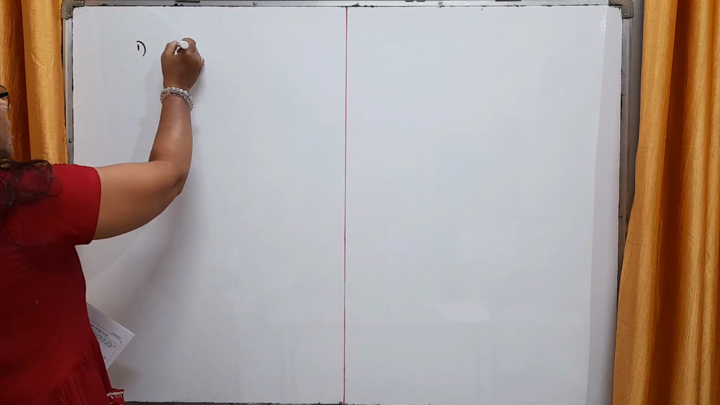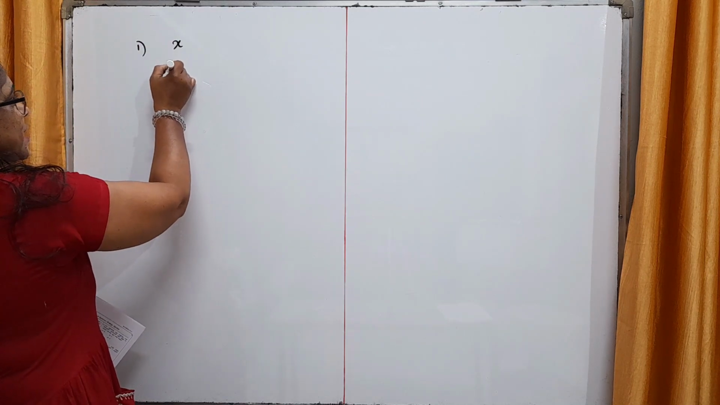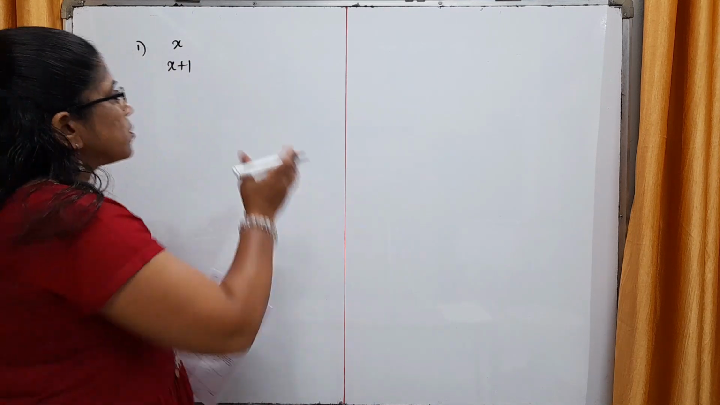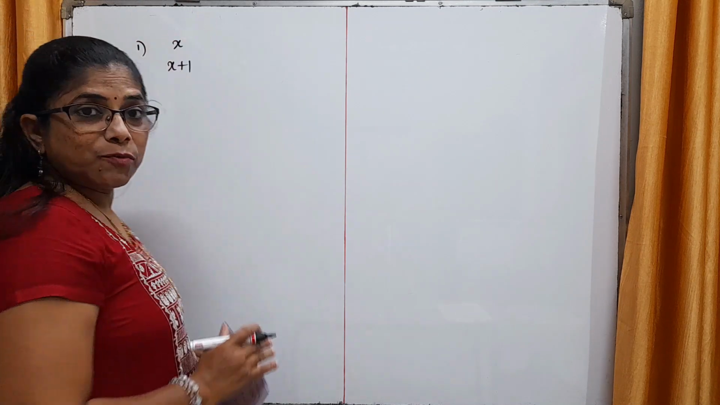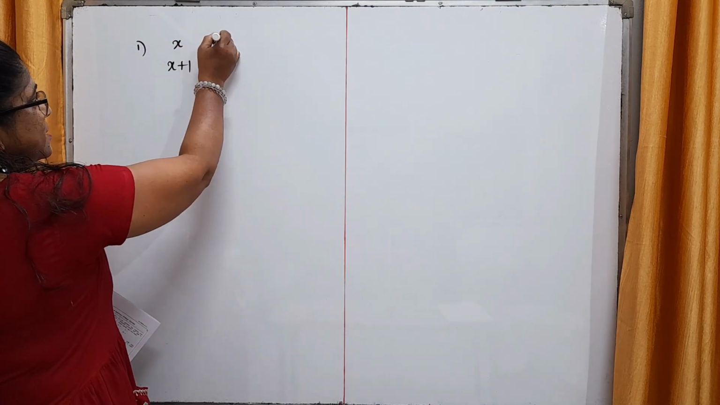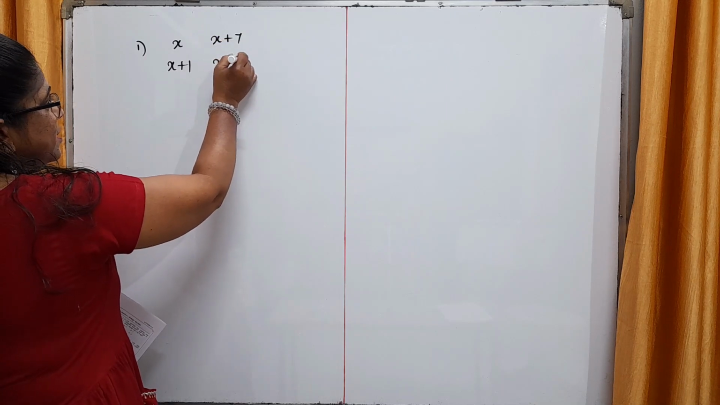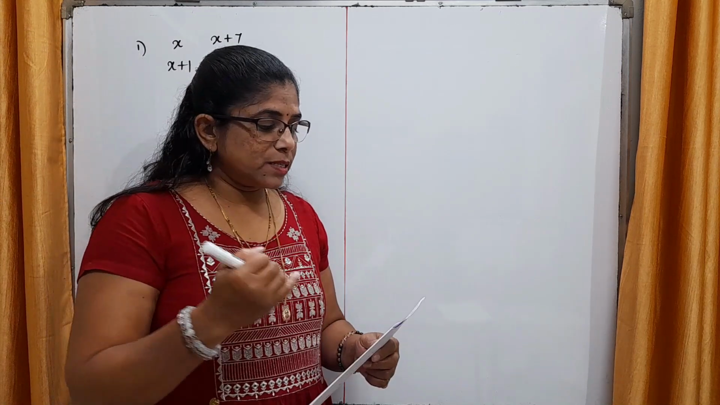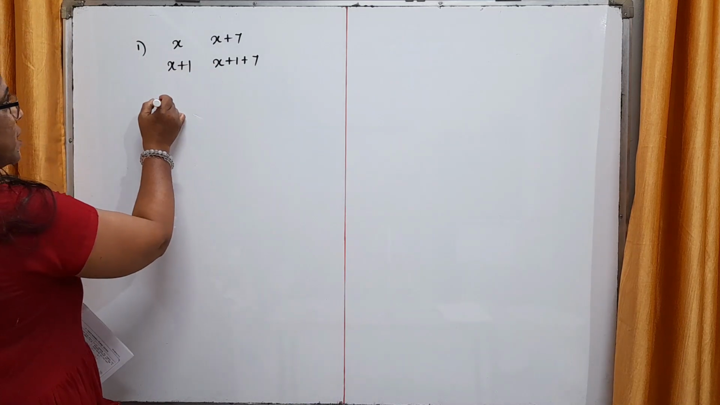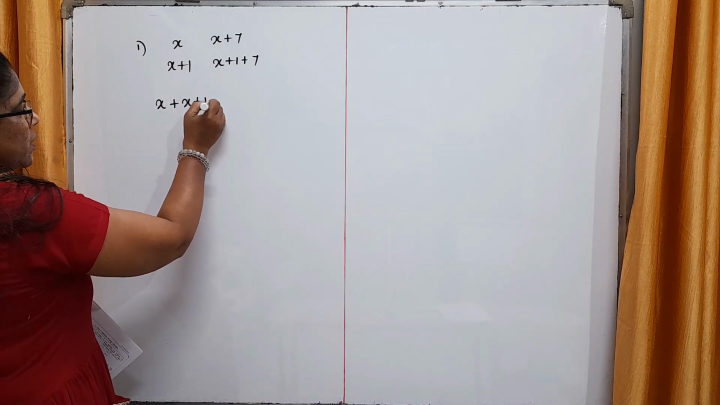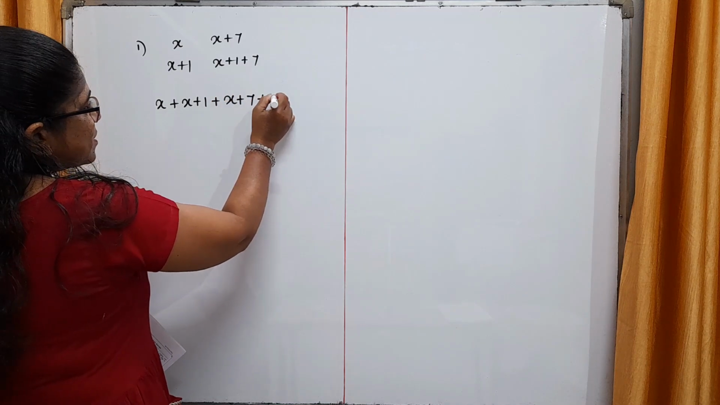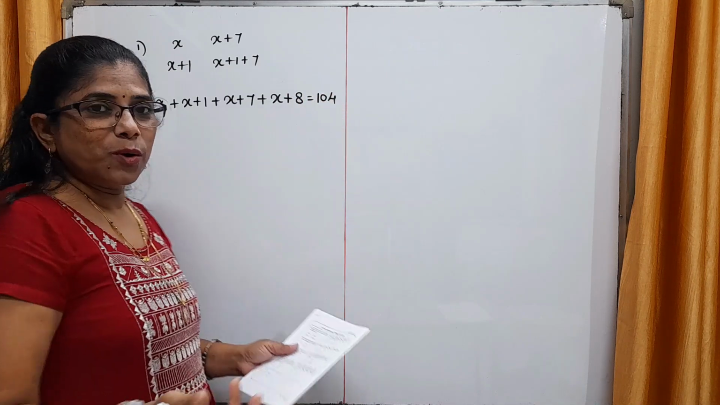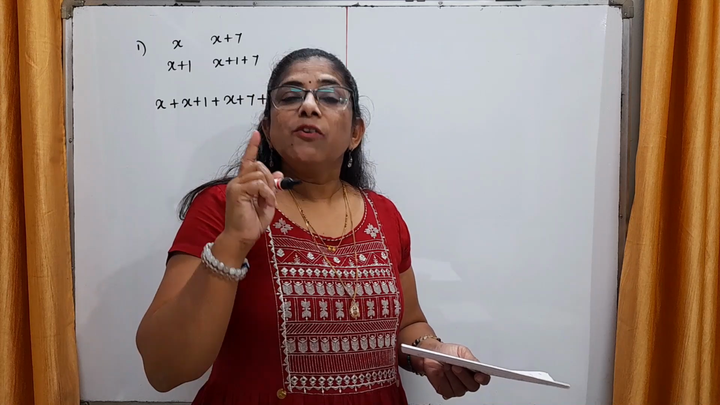Here, if the first date is X, the next date is going to be X plus 1. And how is the square going to be formed? We have to take the 7th day after these 2 days. Means the next date is X plus 7 and here the next date is X plus 1 plus 7. So what are the 4 dates which sum up to 104? It's nothing but X plus X plus 1 plus X plus 7 plus X plus 1 plus 7, and this is 104. We have to solve this equation and get the value of X.